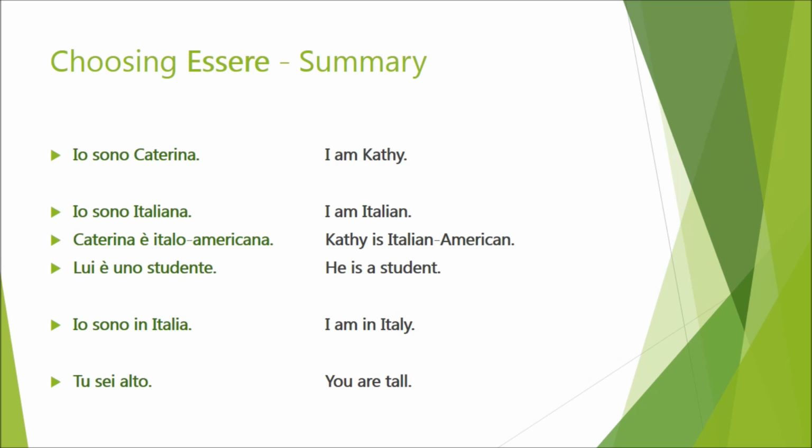Let's go through some examples. Io sono Caterina. I am Kathy. Io sono italiana. I am Italian. Caterina è italo-americana. Kathy is Italian-American. Lui è uno studente. He is a student. Io sono in Italia. I am in Italy. Tu sei alto. You are tall.